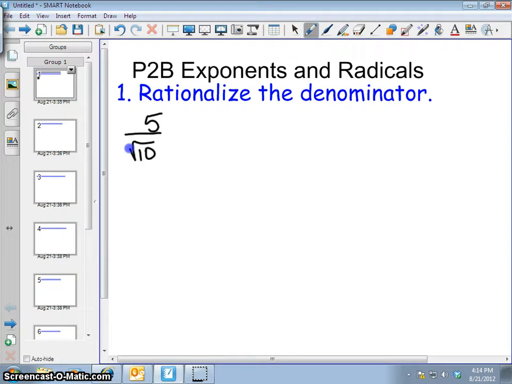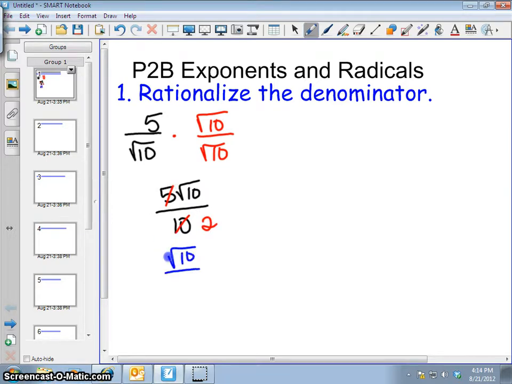In order to rationalize the denominator, we're going to have to multiply this fraction by radical 10 over radical 10. The numerator is now 5 radical 10. The denominator, radical 10 times radical 10, is radical 100, which is just 10. Next, you'll want to simplify the 5 and the 10. And so your final answer is radical 10 over 2. There is no longer a radical in the denominator, so it is rationalized.